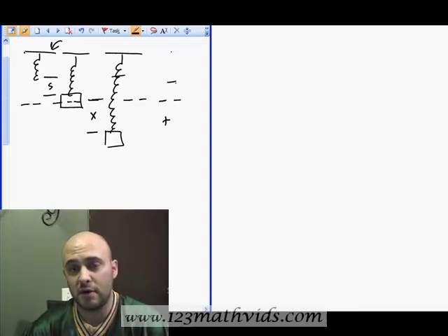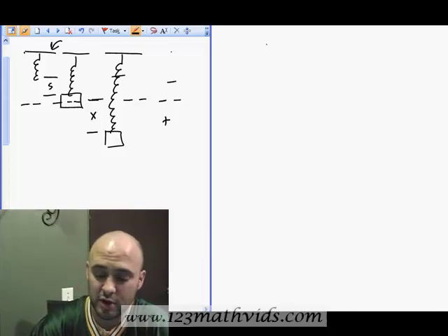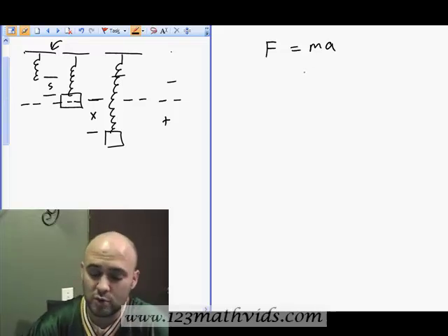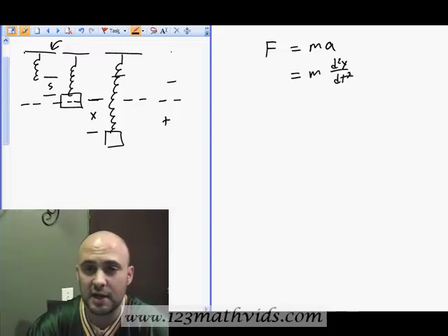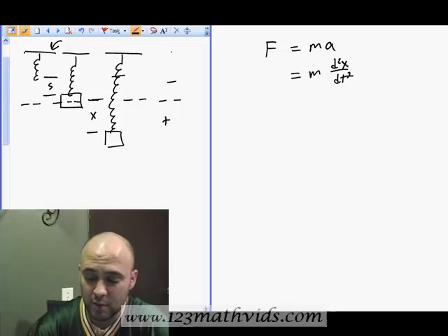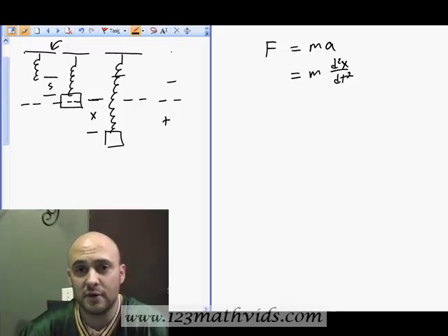So where we're going to start from is a classic equation. Force is equal to mass times acceleration, which we can rewrite, with the right hand side as mass times the second derivative of position with respect to time. Since the mass is fixed, remember that mass is attached to the spring, and we're trying to find the position, what we really need to determine is what are the forces involved.